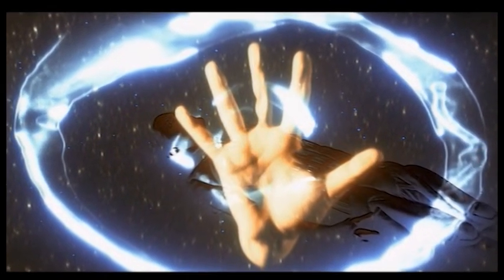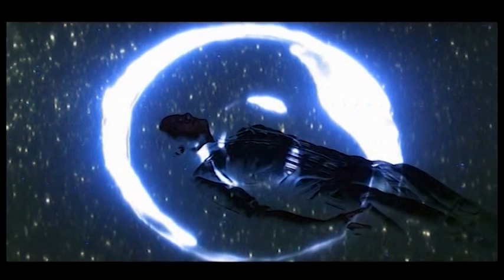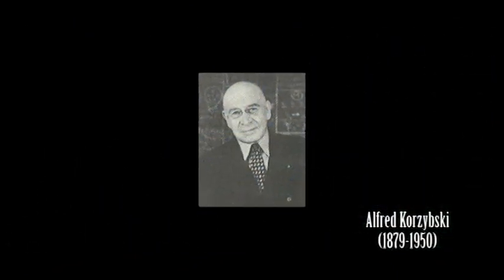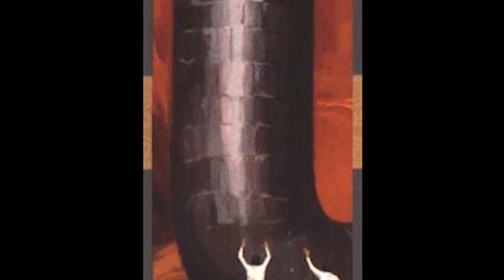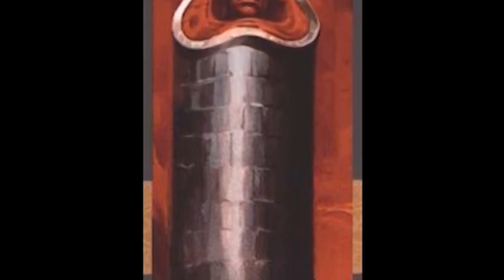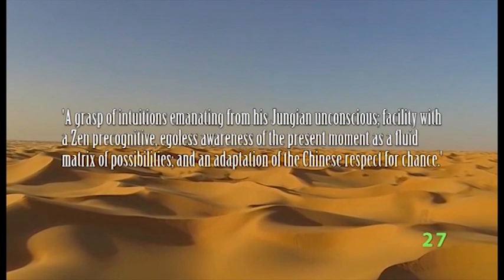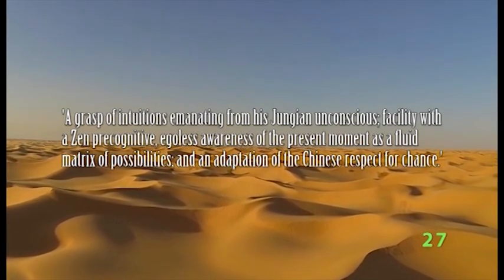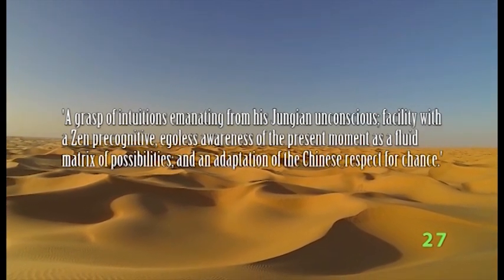Skigaj sees Paul's prescience as being unproductive to the point where it develops into an obsessive fixation on the future, noting that Herbert himself had seen this as a metaphor for the practices of large corporations. Skigaj's approach examines a number of motifs and influences upon Herbert, including the idea of the Jungian collective unconscious and Alfred Korzybski's general semantics. Looking at Leto II's succession from Paul, he believes that the God Emperor's approach is based upon a tripartite solution designed to step away from the failures of his father. These are as follows: a grasp of intuitions emanating from his Jungian unconscious, facility with a Zen precognitive, egoless awareness of the present moment as a fluid matrix of possibilities, and an adaptation of the Chinese respect for chance.